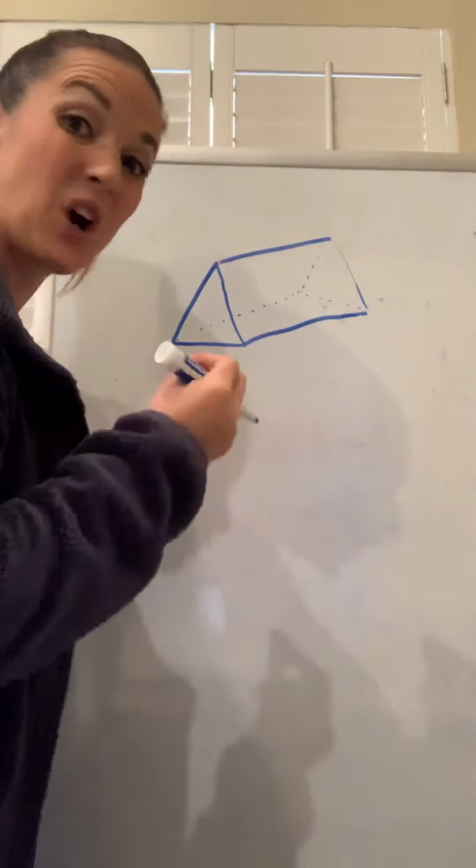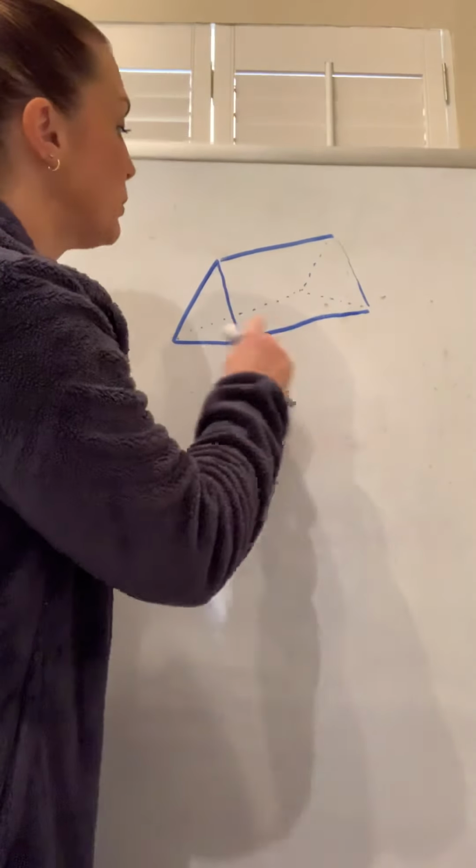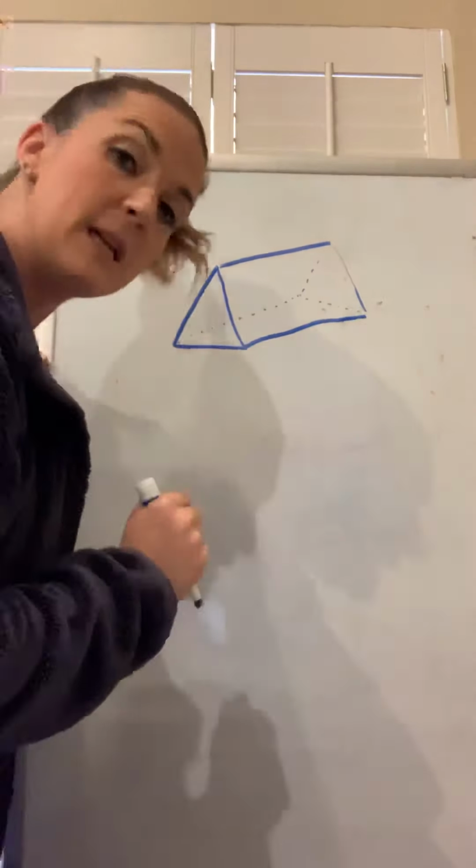Now, when we find the surface area of any figure, we are simply finding the area of each face and then adding them all together. So our triangular prism is made up of two triangles and then three rectangles. Now, the size of the rectangles depends on the type of triangle you have.